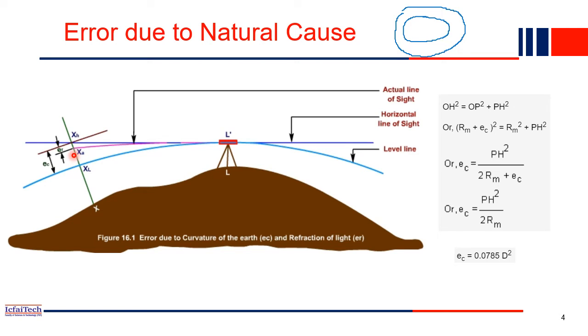So let's compute the error due to natural causes. We understand that two types of errors are introduced. The first one is the curvature of the earth, which has to be considered, and the second one is the refraction. EC is the error due to curvature, and ER is the error due to refraction of light. So now let's compute what the exact value is.